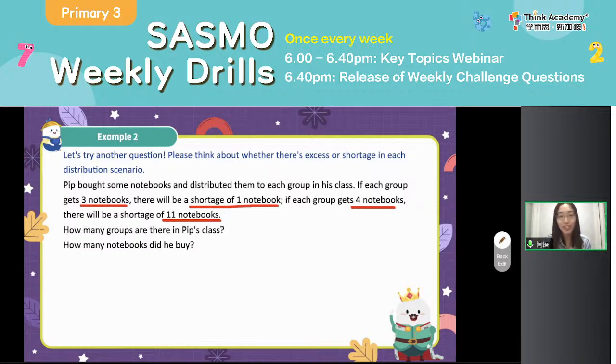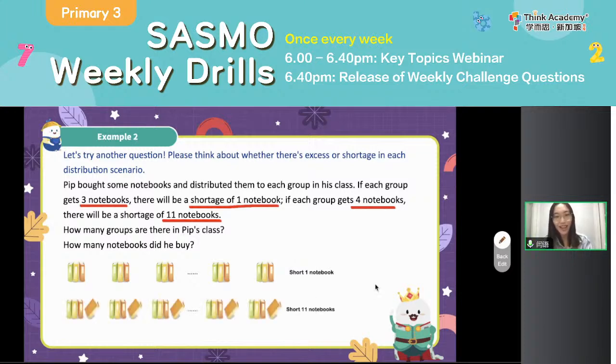Again, there are 2 questions. The first one is to figure out how many groups there are. And the second one is to figure out how many notebooks there are. Okay, so firstly, again, we just focus on the picture and try to compare. You see that there are 2 scenarios, and in the first scenario, what is the result? That is a shortage of 1 notebook. And in the second scenario, what is the result? That is a shortage of 11 notebooks.